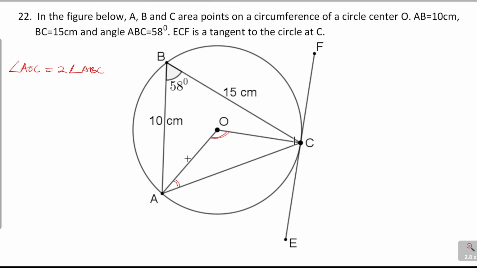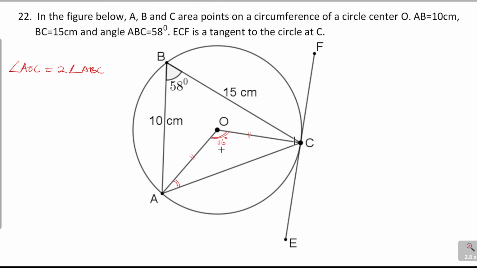So look at this arc that is here. Arc from A to C, or simply the chord from A to C. That subtends an angle AOC at the center, and the same chord subtends an angle ABC at the circumference. So if this angle is 58, then this will be double that angle, 116. Then look at AO. AO is the radius and OC is the radius, so they are equal. That forms an isosceles triangle AOC.